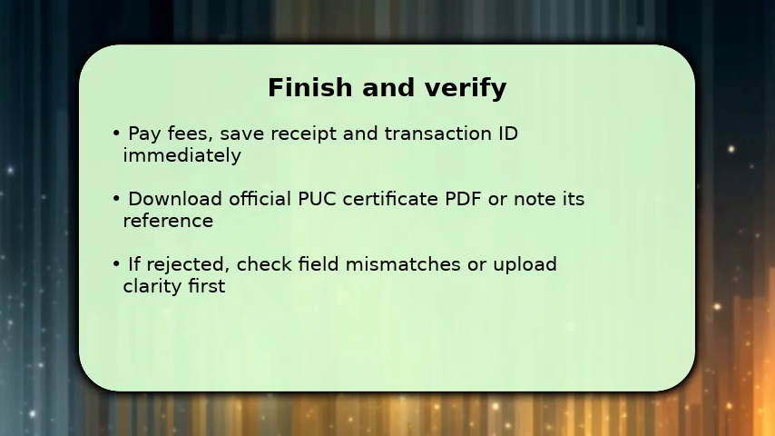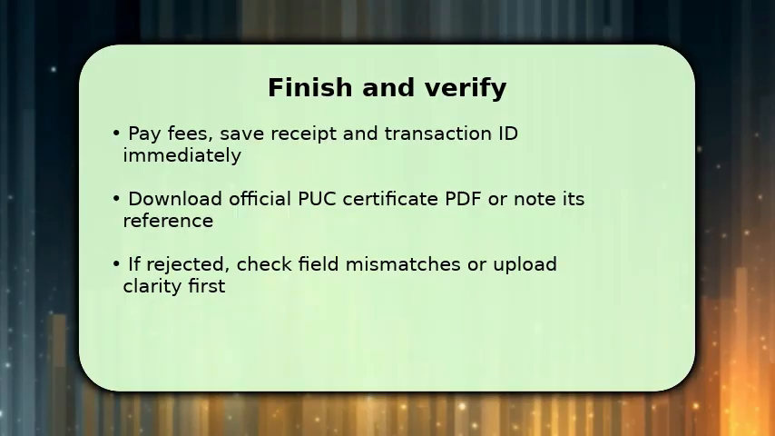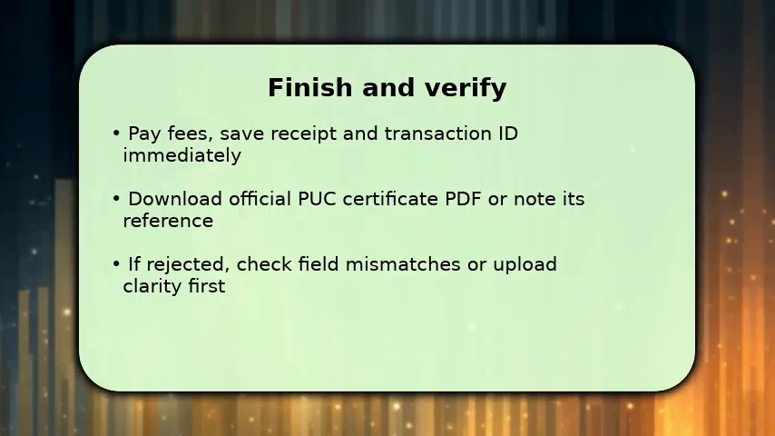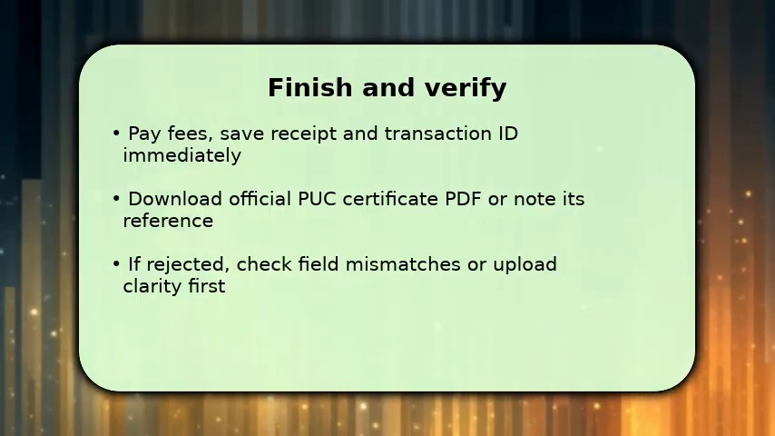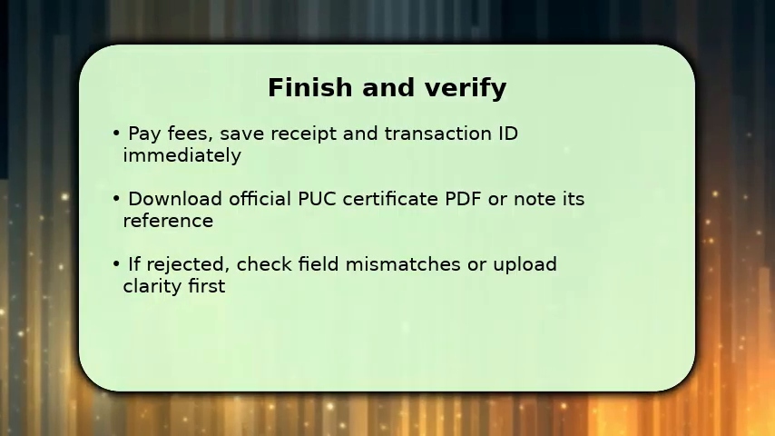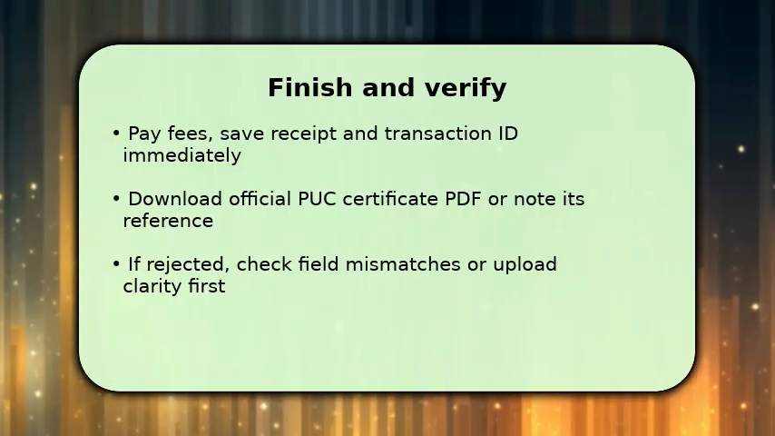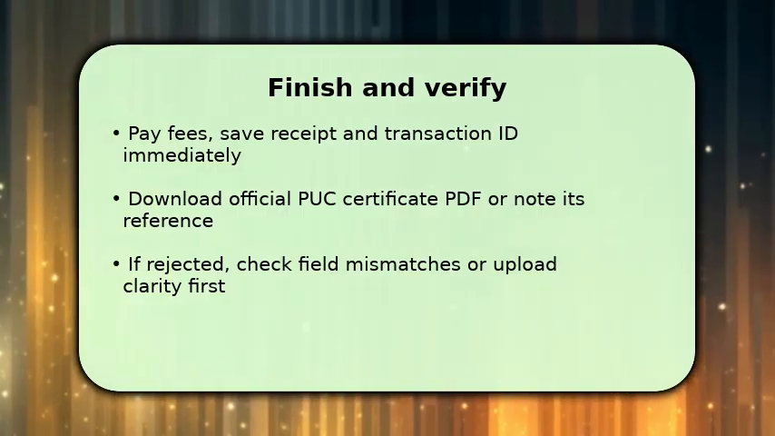You finish by authorizing payment and waiting for confirmation. Save the receipt and note the transaction ID so you can track the request. Once processed, download the official PUC certificate or copy its reference number into your records and print if you need a hard copy. If the application is rejected, do not panic.